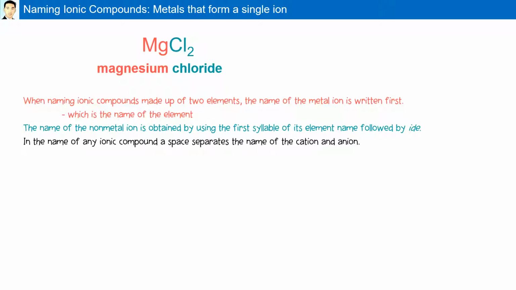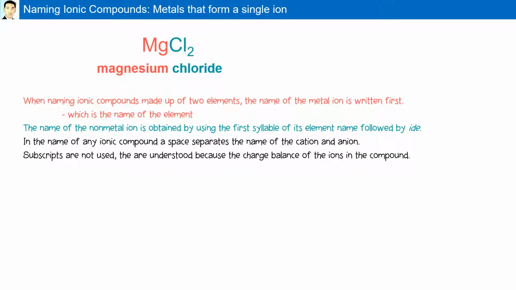In the name of any ionic compound, a space separates the name of the cation and anion. Subscripts are not used. They are understood because the charges of the ions in the compound balance out. For example, the magnesium has a 2+ charge, while the chlorine has a 1- charge. There are two chlorine atoms and they cancel out.